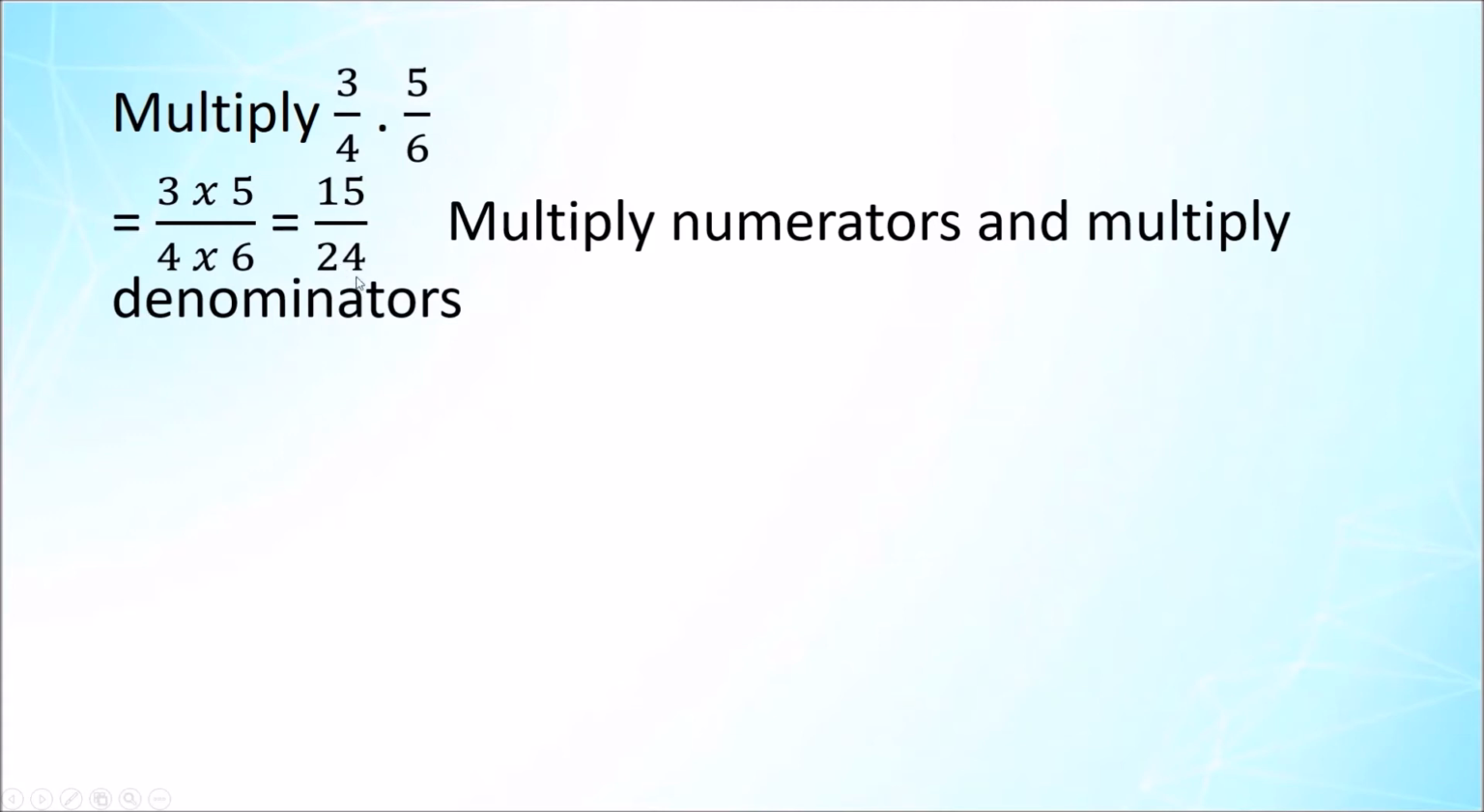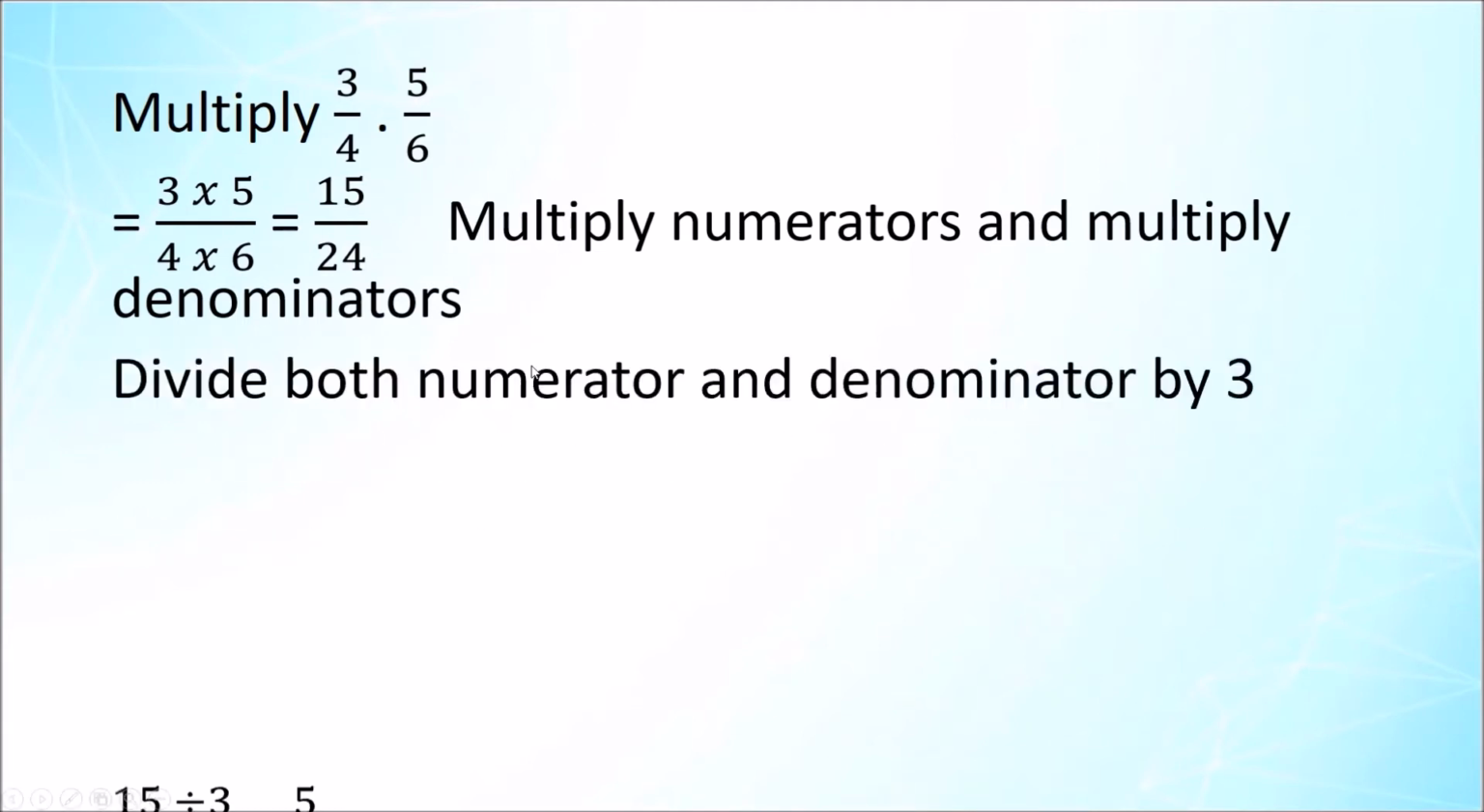Then, observe kung pwede natin i-simplify ang fraction. Get the greatest common factor and the GCF of 15 and 24 is 3. It means we divide both numerator and denominator by 3. So, 15 divided by 3 is 5 and 24 divided by 3 is equal to 8. Therefore, the product of 3/4 and 5 over 6 is equal to 5 over 8.